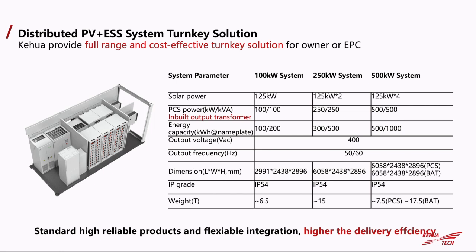And we also need to pay attention to the output voltage, because for this solution, for most C&I applications, it's 400 volts, and the frequency is 50 hertz. We also need to consider the grid protection, and the installation space.